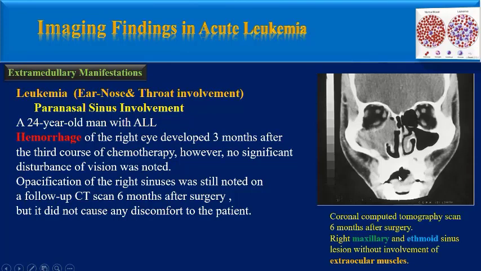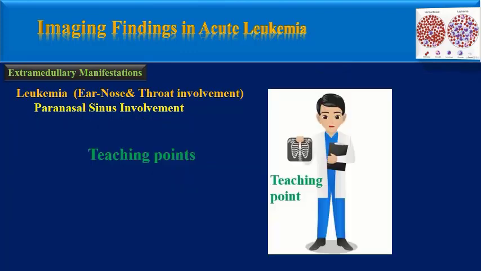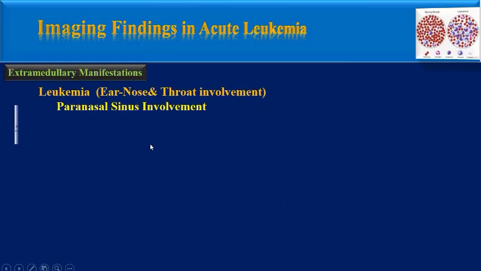This coronal CT image 6 months after surgery showed right maxillary and ethmoid sinuses lesion without involvement of the extraocular muscles. Another teaching point about paranasal sinus involvement.